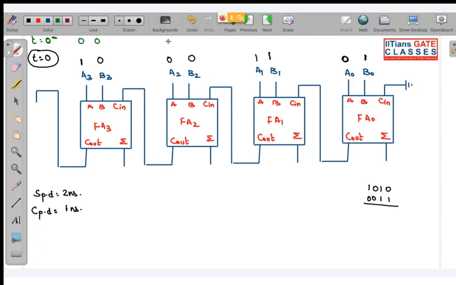Let us assume as everything was reset, everything is 0. This sum will be 0, this C out will be 0, this C in is 0. Everything is 0 over here. Black color corresponds to everything that I have applied at t equal to 0. Now look very carefully. When I apply this input, A naught equal to 0 has not made any transition, but B naught has made a transition. So if B naught has made a transition, obviously one of the following, C out or this sum, will make a transition.